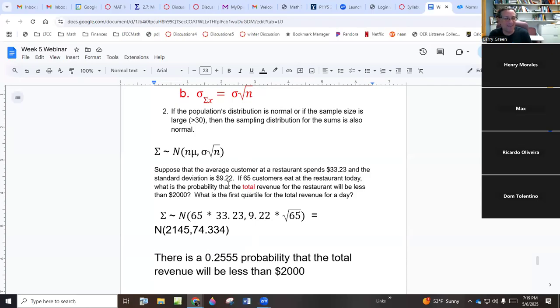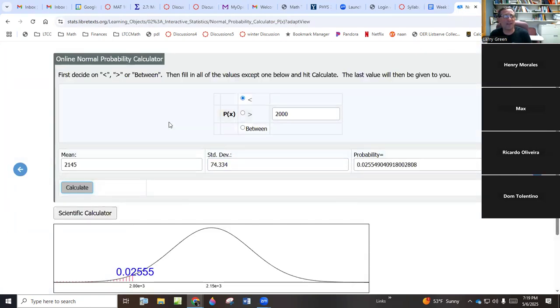Okay, so now the next question is, what is the first quartile? So for the first quartile, what do I have to change? Yeah, probability is 0.25. And I want less than. By the way, do you agree that this calculator is not that hard to use?